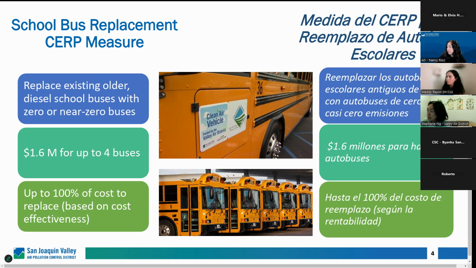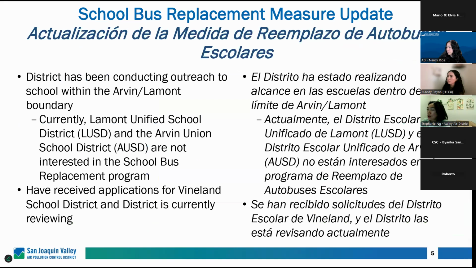An update that I wanted to share is we have been conducting outreach to schools within the Arvin and Lamont boundary. We discussed it during the agenda setting, and I know even Christine over at the City of Arvin shared the same update that we'll share: currently there's a couple of school districts, including Lamont Unified and Arvin Union, that aren't quite interested in the school bus program at this time. But we are super excited to share that we did receive applications for Vinland School District. And so our team is currently reviewing those applications, and we'll give an update to the CSC at a future meeting. I do see, Mario, you have your hand up, so go ahead.